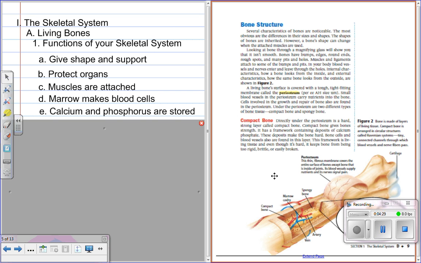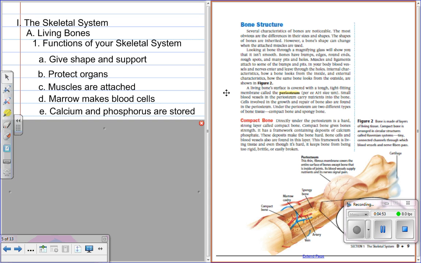Now let's look at figure 2. So here's the outside of the bone. We have the periosteum, which we're going to read about in a minute, is the membrane that covers it. And then inside the bone we have compact bone, spongy bone, and then the marrow is down in the spongy bone.